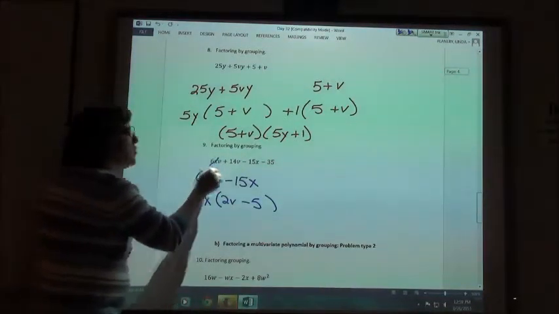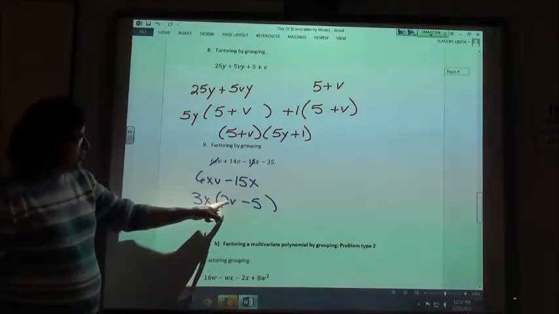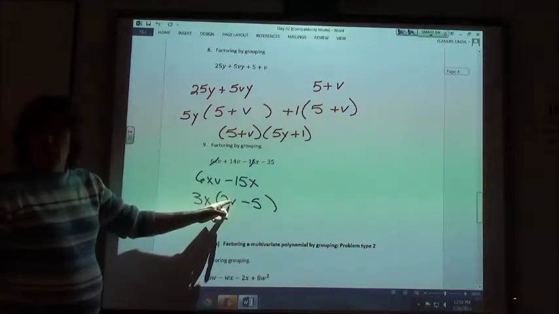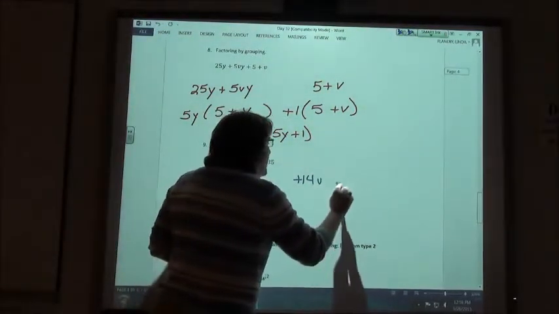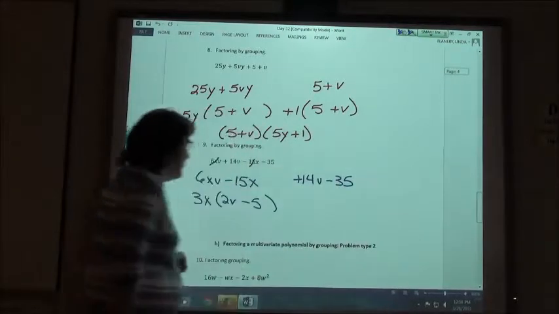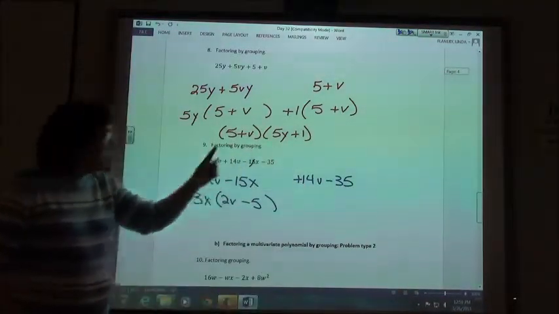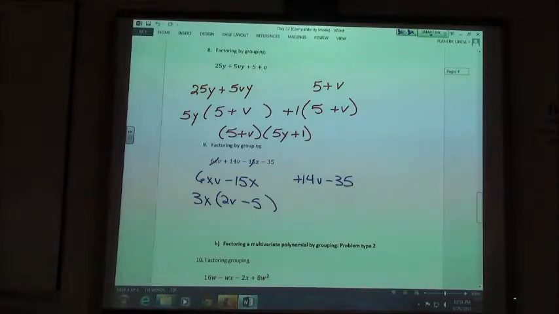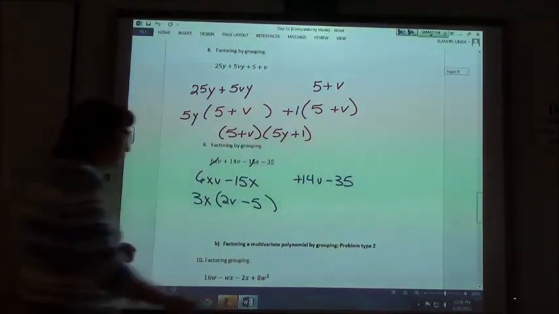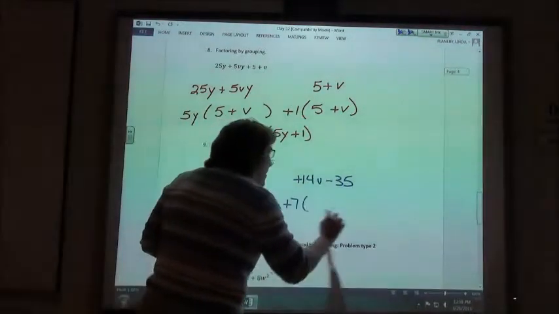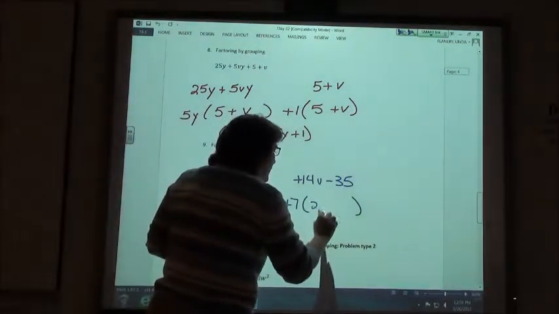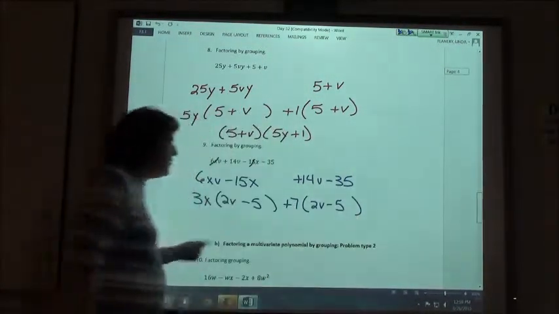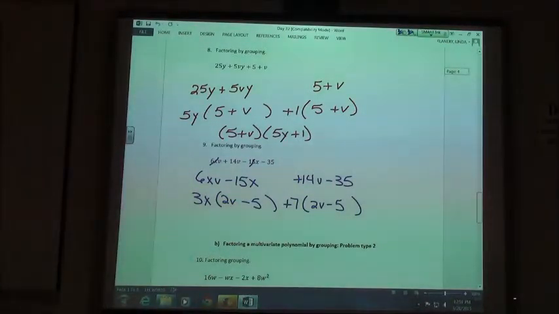So I use this term and this term. I want the one with the v first because I know I have to have a v in my parentheses. So the plus 14v and the minus 35. So what am I going to divide the 14v by to get the 2v? Positive 7. If I divide them both by 7, I would get 2v minus 5 that I'm supposed to get.